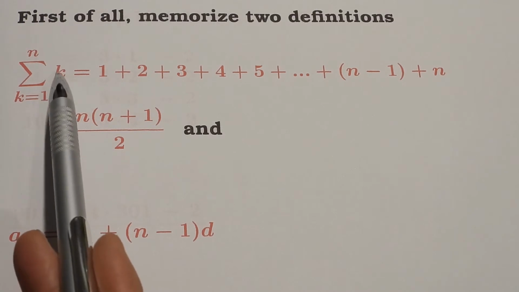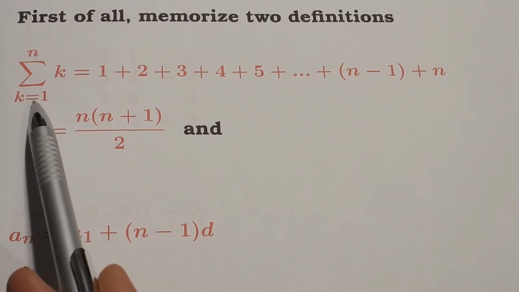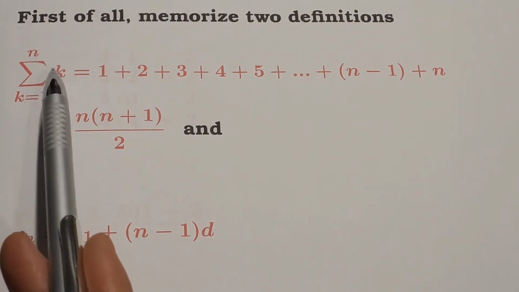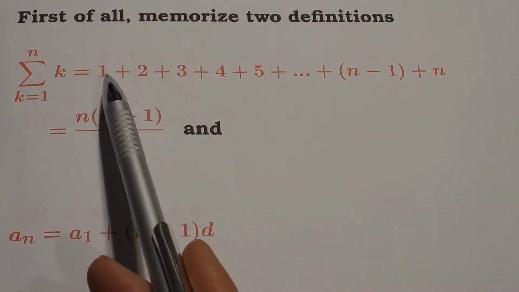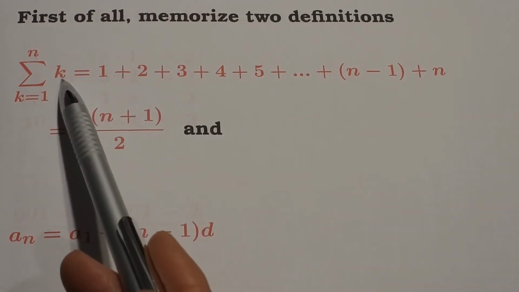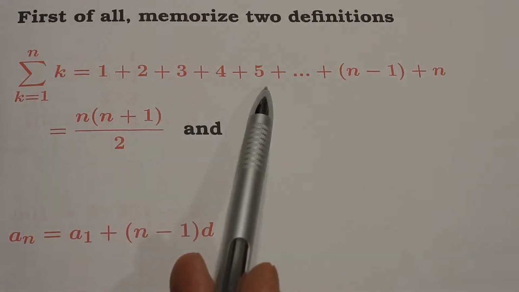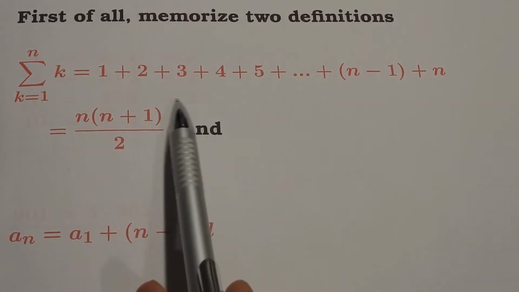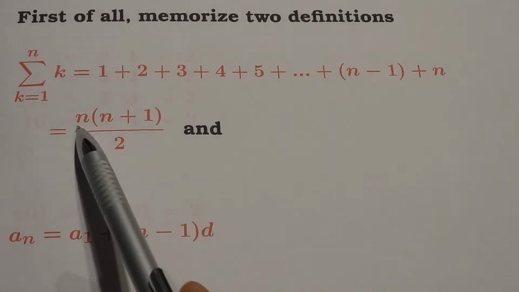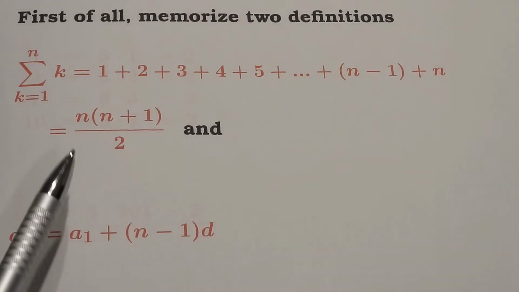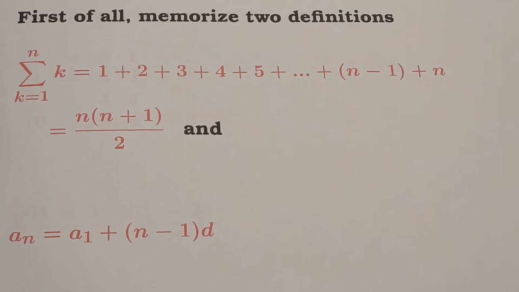You read this one as the sum of k as the value of k goes from 1 through n, and the actual expression is 1 plus 2 plus 3, because the value of k is replaced by 1 through n consecutively. And then the formula for the sum is n times n plus 1 divided by 2. And then the nth term you get by the first value plus n minus 1 times d.